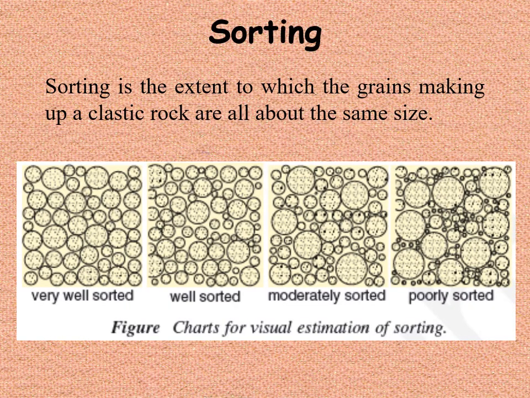Next is sorting. So what does sorting mean? Sorting means the grain size distribution of any sedimentary rock, whether it shows the same grain size or a distribution of different grain sizes.